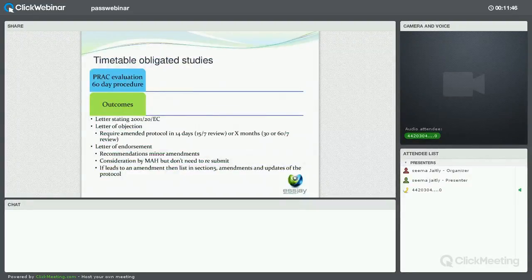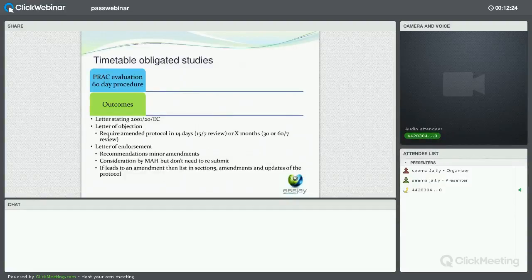So looking at the timetable now, the time frame. So the evaluation of the protocol when you submit that is 60 days, a 60-day procedure. And as we've talked about, the outcomes are you're saying that it's under the clinical trial directive, a letter of objection, and then you will then be required to send in an amended protocol, a letter of endorsement, and it could be that they have some minor amendments that they recommend which you can implement, but you would not need to resubmit. But if there's a substantial amendment, then that would be listed in section 5 of their response to you.